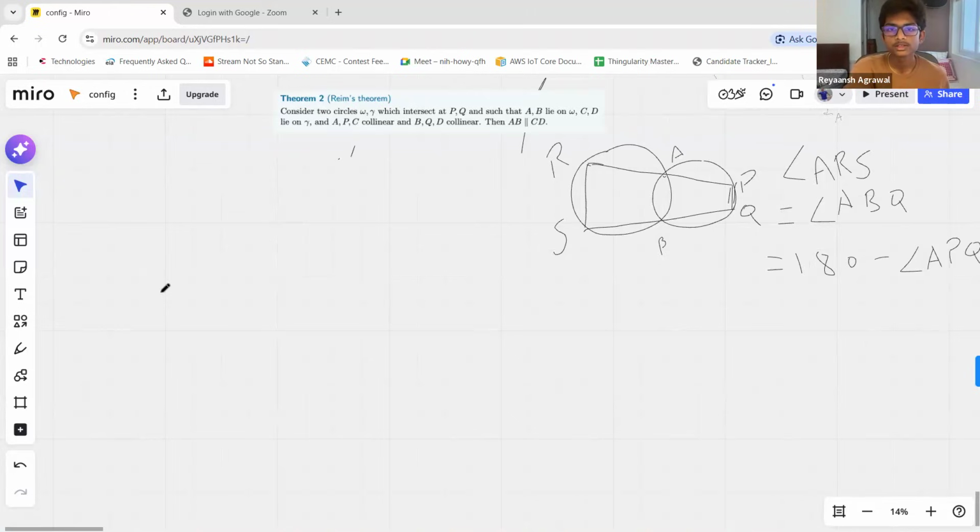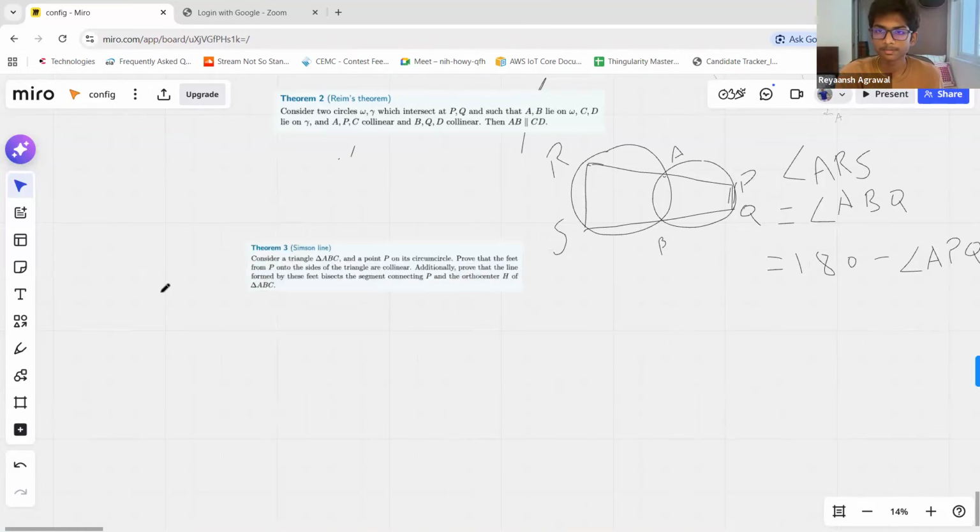I hope everyone's got Reim's theorem. Next, we'll go to the more non-trivial configs. The first one is Simpson's line. It's a more well-known config, but we're still going to cover it because it's very well-known and it's very important as well.